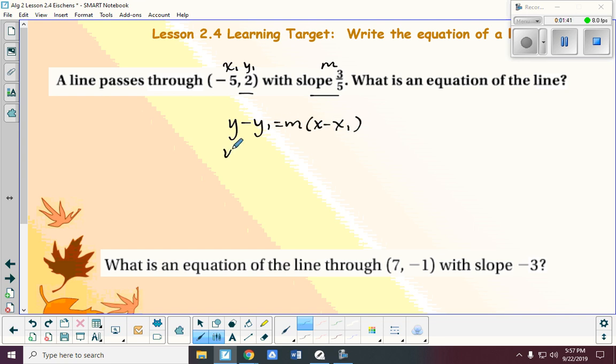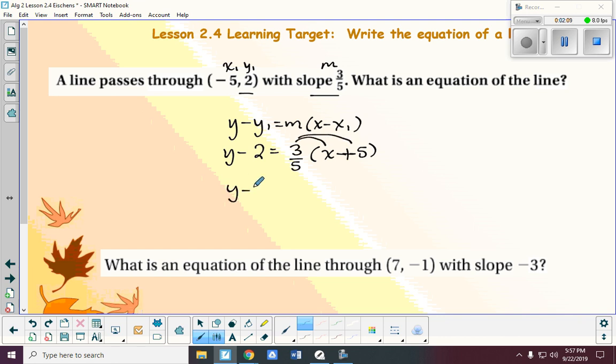So we just substitute in y sub 1, which is 2, and then the slope, which is 3/5, and x minus x sub 1, so minus a minus 5. Two negatives make a positive, so I'll switch that. And then you could leave it in this form. This would be the point-slope form, but I don't care for this form. I would rather the equation be worked out into slope-intercept form because it just gives me a better visual of what that equation is going to be.